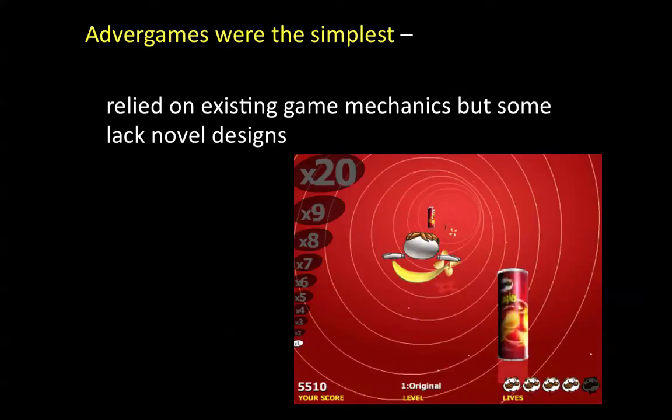By far, advert games were the simplest. They tended to rely on existing game mechanics, but often lack novel designs. Now, this is an example of a Pringles game that we studied, and the game is very simple. It's a tunnel run adventure where the player is guiding their Pringles character, shown from behind, through this tunnel, collecting Pringles. A very, very simple mechanic, and so most people understood it very quickly.